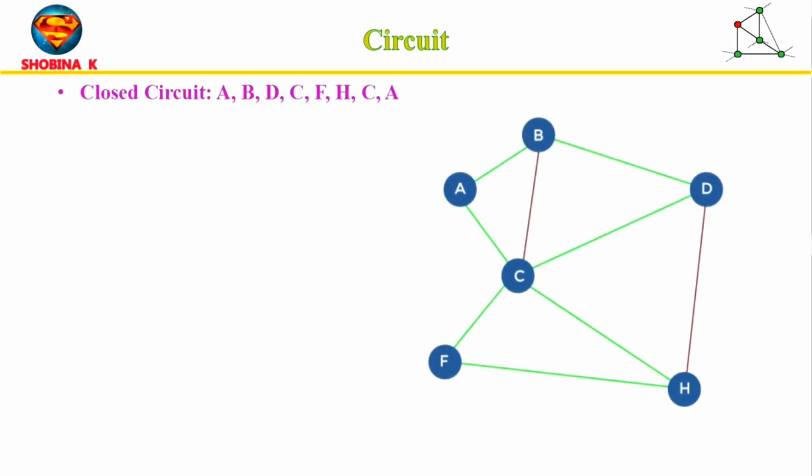Here is an example for a circuit, and the sequence is A, B, D, C, F, H, C, A. And here the circuit is a closed trail as it has repeated vertices.